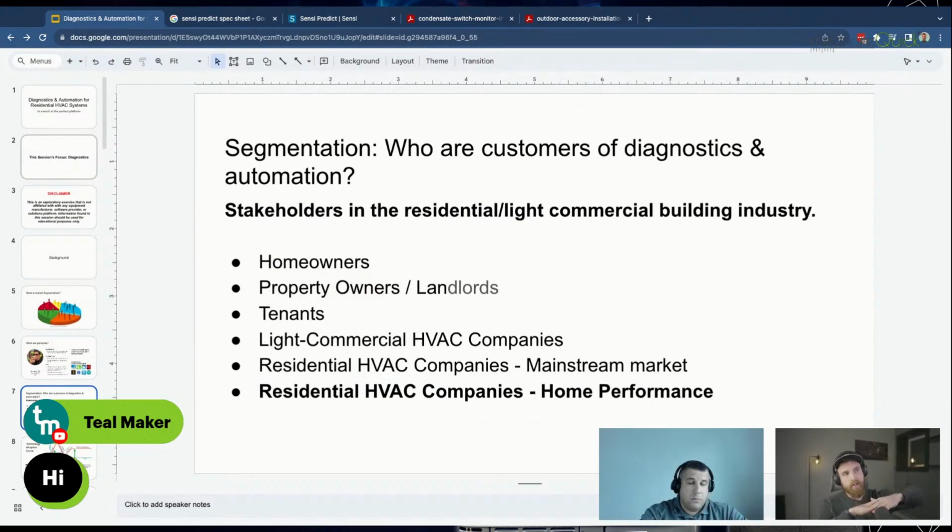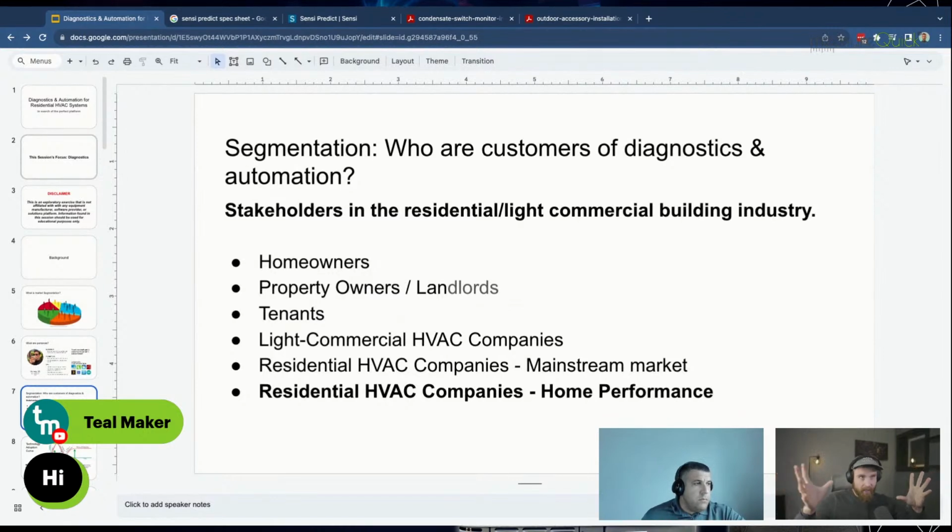A lot of homes are not properly automated. A lot of light commercial buildings are not properly automated, and that's for a lot of different reasons. But we're not going to go into the full market analysis of automation and diagnostics right now. We want to first talk about the stakeholders within this smaller audience we're focusing on. So there's homeowners, property owners and landlords, tenants, light commercial HVAC companies, residential HVAC companies who are in that mainstream market.